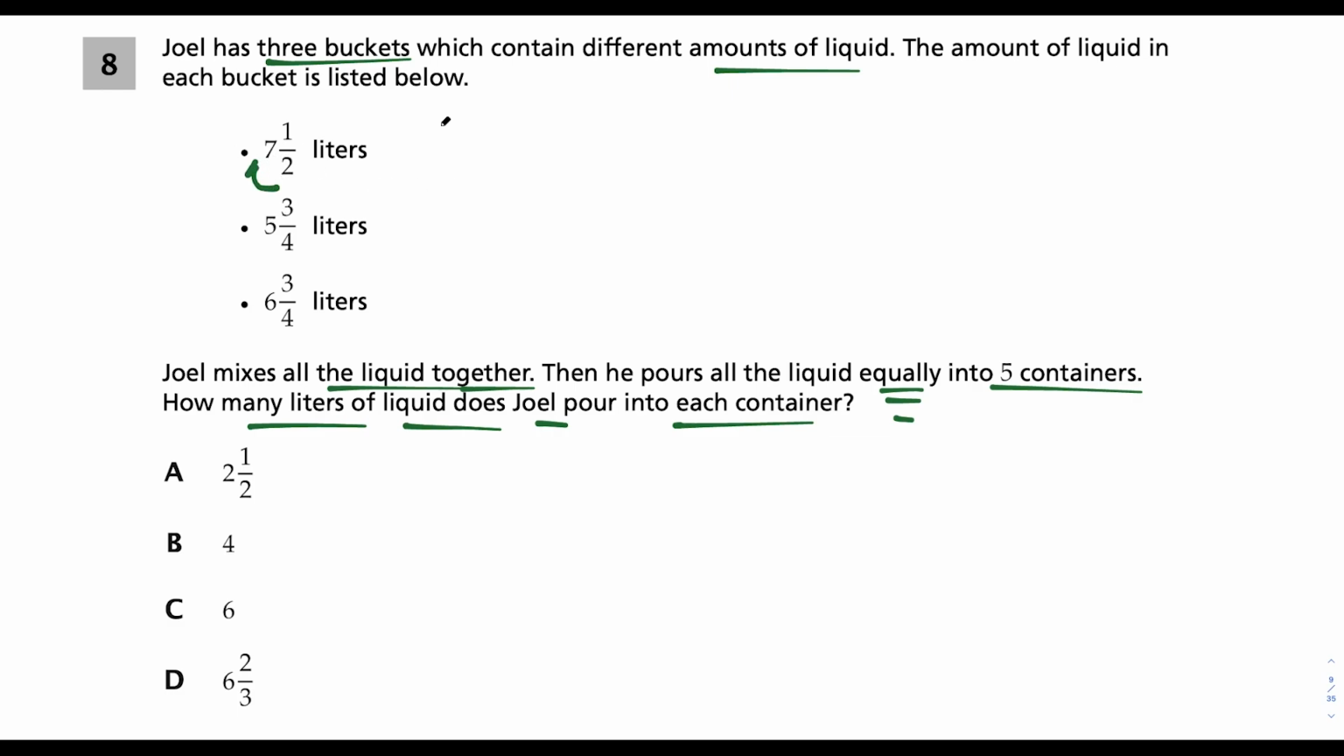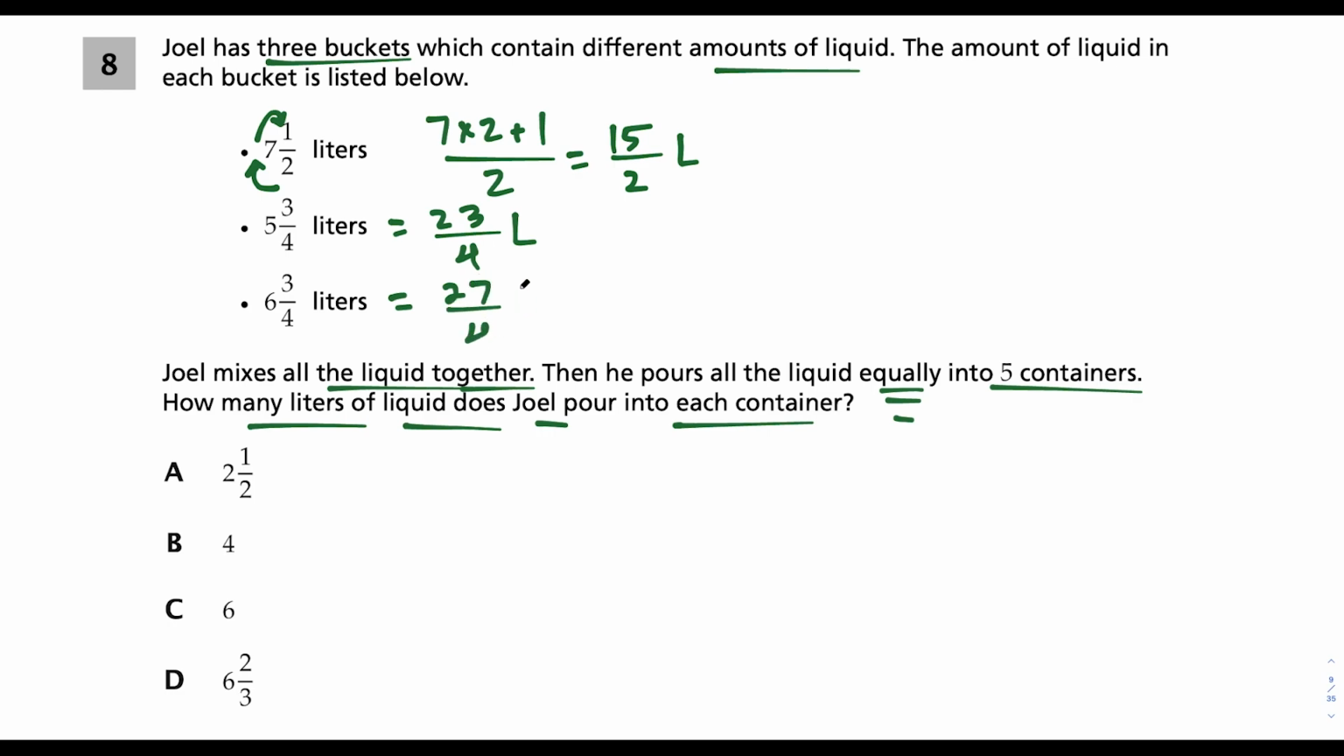I'm going to multiply 7 times 2, and then add the numerator, so plus 1 over the old denominator. So this one works out to 15 over 2 liters. If I do that to the others, I do 4 times 5 is 20, plus 3 is 23, and we're dividing by 4. And then for the last one, we have 4 times 6 is 24, plus 3 is equal to 27, and we're over 4 like this, liters.